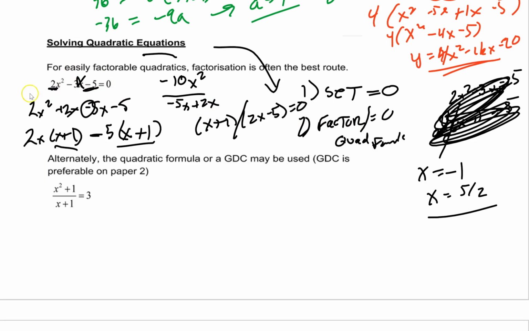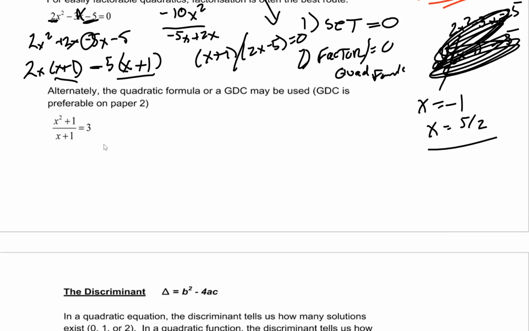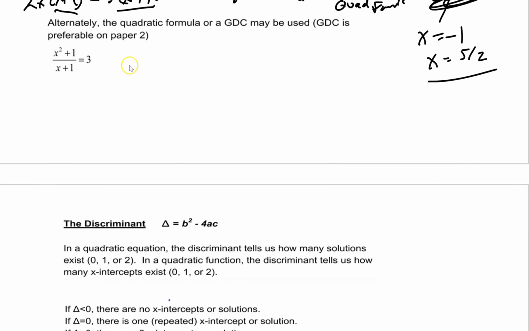I factored. It's a fancy factoring I did there, but you got your answer. And you need to know how to factor. Other way you can do it: if it's paper 2, you can use a calculator.